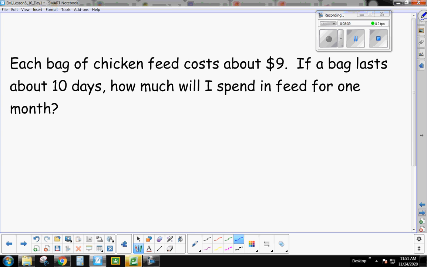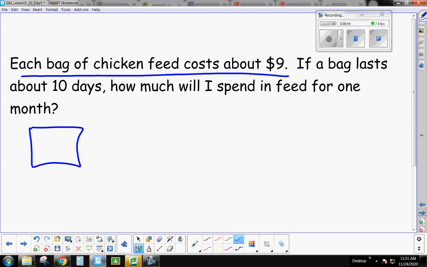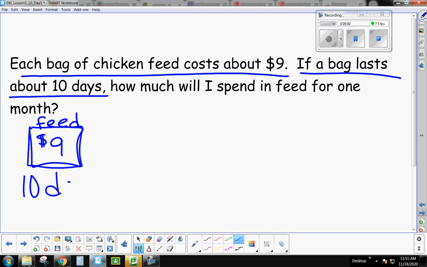All right, again, I'm going to write down what I know. Each bag of chicken feed costs $9. So I'm going to put a bag of chicken feed there and put $9. Okay. Now it says if a bag lasts about 10 days. So this bag of feed lasts 10 days. I'm just going to label that 10 days.